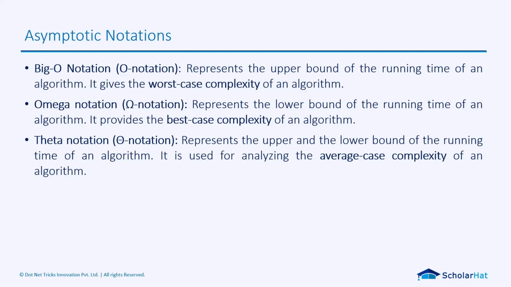Omega notation is denoted by this symbol. You can see it represents the lower bound of the running time of an algorithm. It provides the best case complexity of an algorithm. Theta notation, represented by theta, represents both the upper bound and the lower bound of the running time of an algorithm. So it is used to analyze the average case complexity of an algorithm.